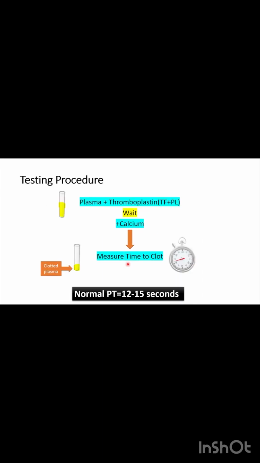The normal prothrombin time is 12 to 15 seconds. It is not in minutes, it is 12 to 15 seconds. Kumar, can you say why it is in seconds, not in minutes? Obviously, sir, if it is in minutes, we'll bleed to death. So it is in seconds.